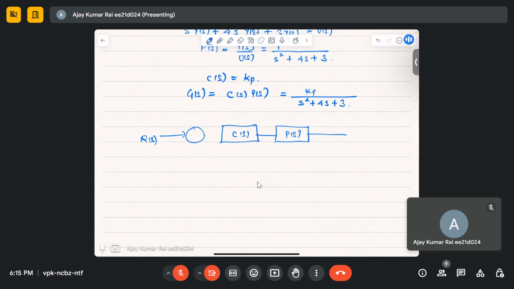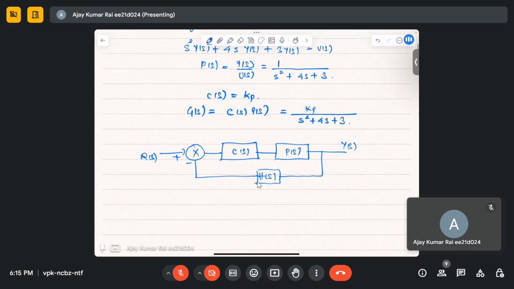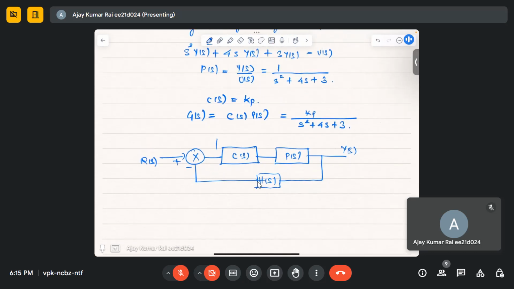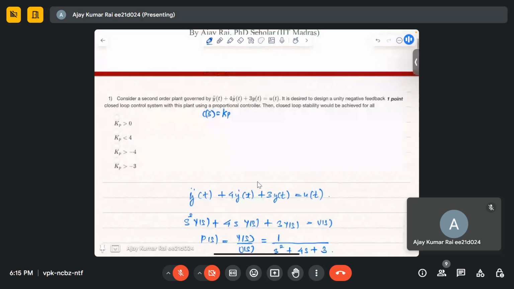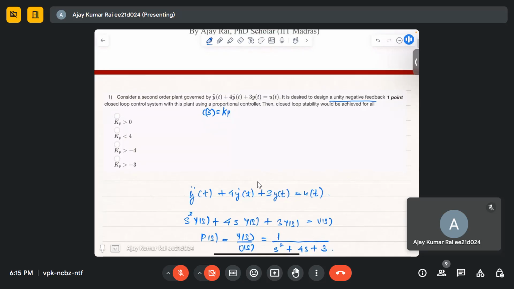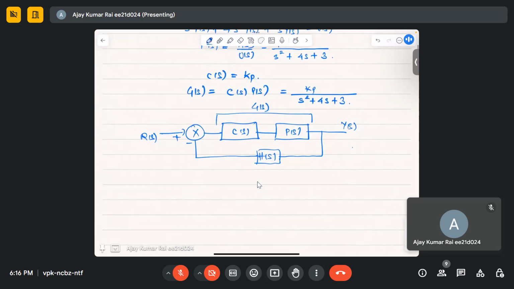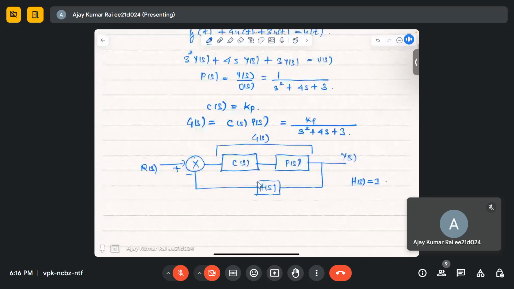This is the input R(s), and I'm calling this G(s). I think H(s) is equal to 1. It is unity negative feedback, that means H(s) is equal to 1. That's why G(s) is C(s) into P(s).